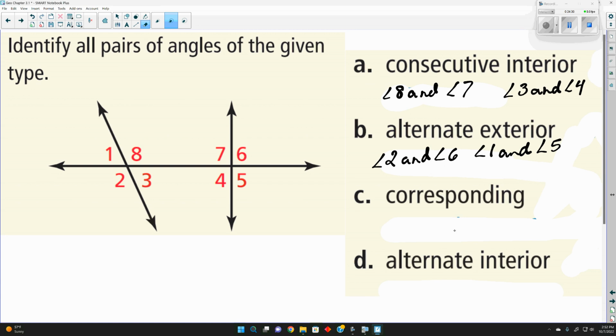Corresponding. How many are we going to have for corresponding? 4. So we can start with angle 1. Because 1 is above the transversal and to the left, yes? So the other one that's above and to the left is 7. We can look at 2 next. Angle 2 and 4. Because angle 2 is to the left and below. So on the other set, left and below is 4. 3 and 5. 8 and 6, yes.